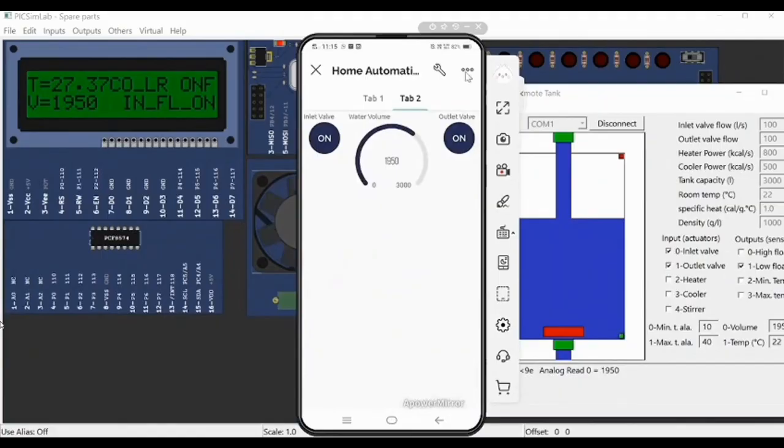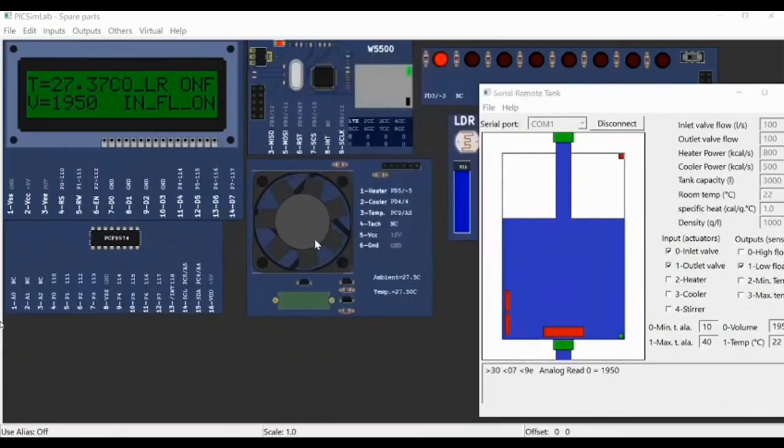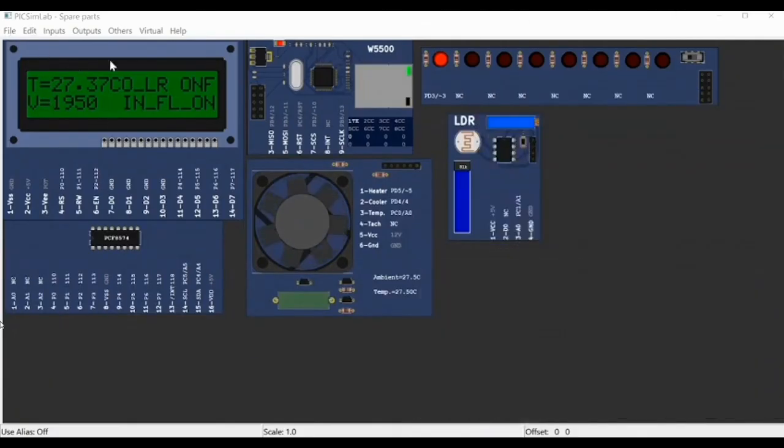Now let's see the interface of the Blynk app. This is the interface. By clicking Home Automation, we can access these two tabs. And this is the final output of our project.